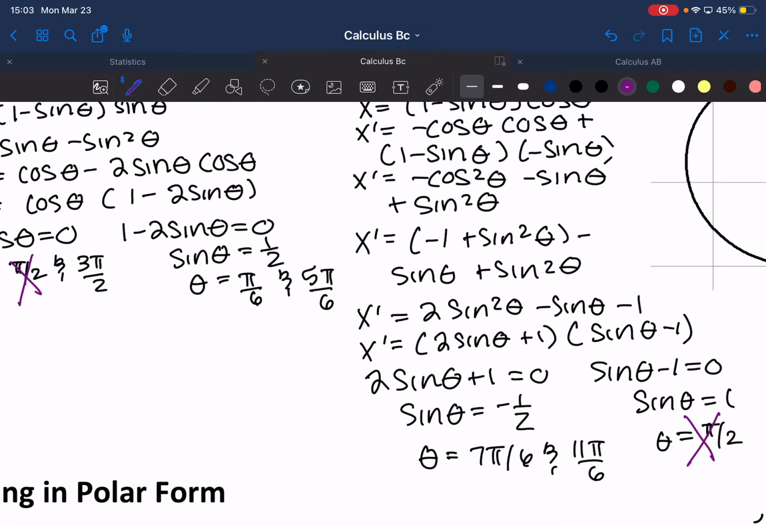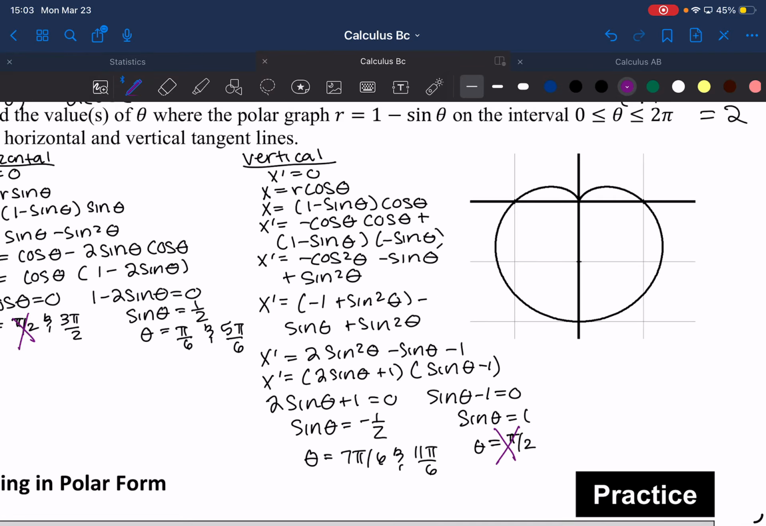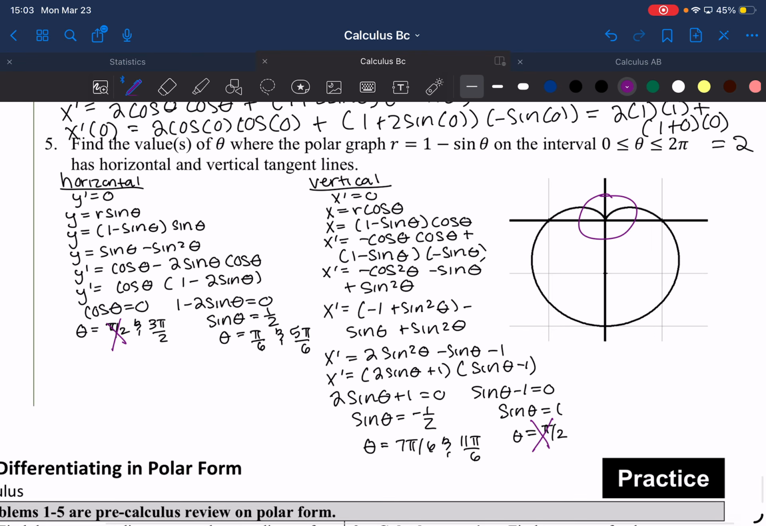If you were to graph this, you would notice that at pi halves, we have a cusp. So if you look at the graph off to the side, this is where pi halves would be, and notice there is a cusp there. Can we take the derivative of a cusp? No, so that's why those values would not be included, which means my answers are just all the other ones left over. So 3 pi halves, pi 6, 5 pi 6, 7 pi 6, and 11 pi 6 for my vertical and horizontal.